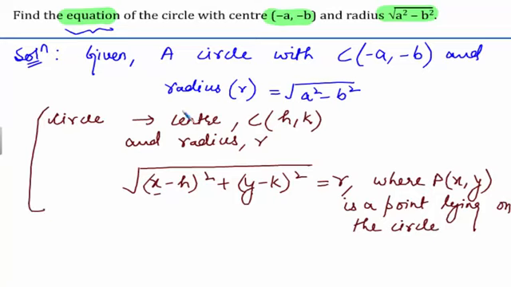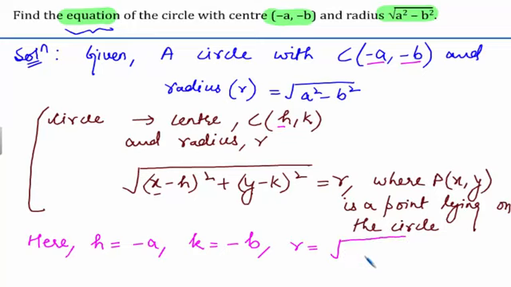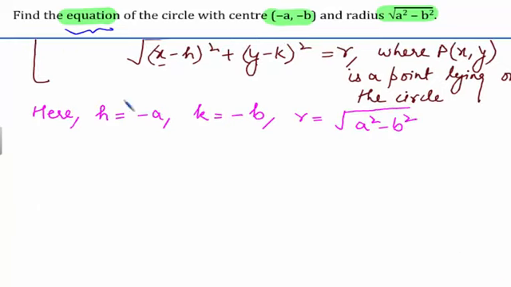Now, comparing this with the given data, we see that the value of h is minus a and the value of k is minus b. So here, h is equal to minus a and k is equal to minus b, and the radius r is equal to square root of a square minus b square. And also let P be any point on the circle.